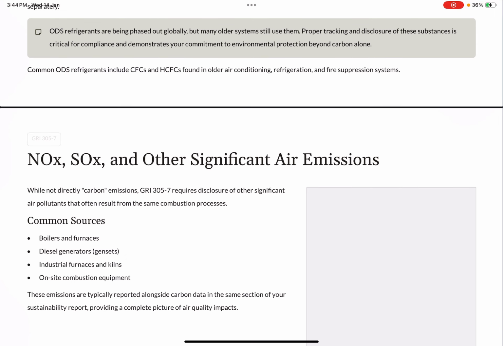The other equally important emissions are NOx and SOx, and though they are not directly carbon emissions, they need to be disclosed. Their common source obviously are the diesel generators, which might have sulfur in the fuel, leading to sulfur oxide emissions, or the boilers and furnaces, which also contribute to NOx and SOx emissions, and other combustion equipment. All this data is collected and included in GRI 305.7.